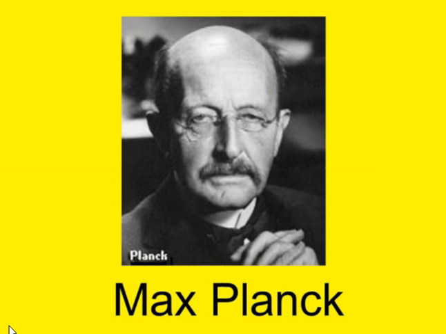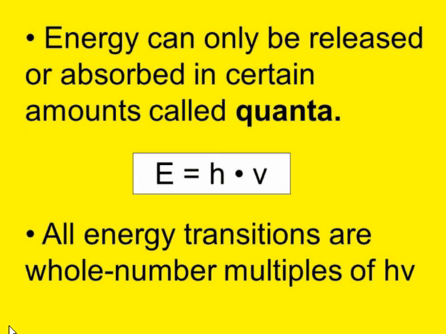Max Planck was one of the leaders in this field. On paper, using complex mathematics, he theorized that all energy transitions must be a whole number multiple of h times nu. If the change isn't a multiple of h times nu, it's not allowed.